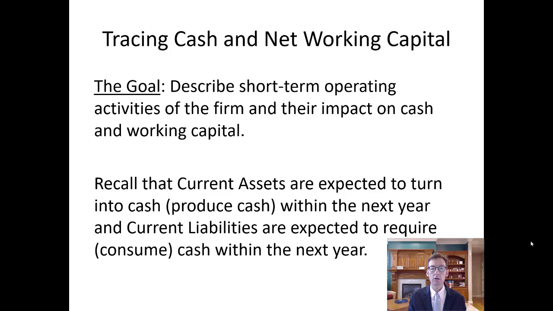Remember that a current asset is anything expected to produce cash within 1 year, and a current liability is anything expected to consume cash within 1 year. Net working capital is defined as current assets minus current liabilities. Because we would always rather have more current assets than current liabilities, we want our net working capital to always be positive. This is a good sign that we might be able to pay all of our bills over the coming year.